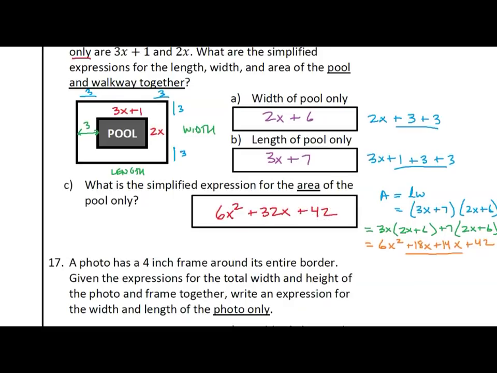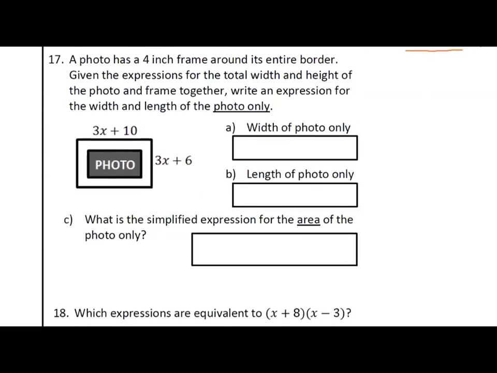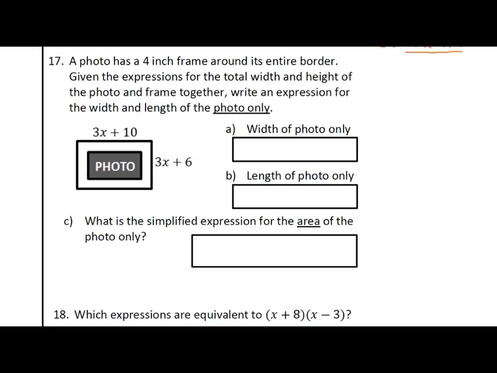Alright, same process probably for number 17. Let's read it to make sure. Don't assume until you read the question. Question number 17. A photo has a 4-inch frame around its entire border. Given the expressions for the total width and height of the photo and frame together.